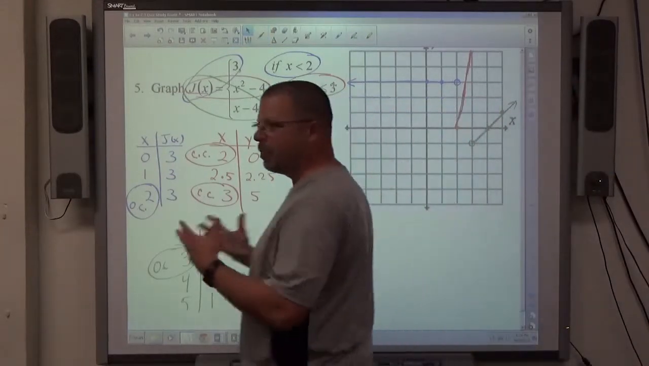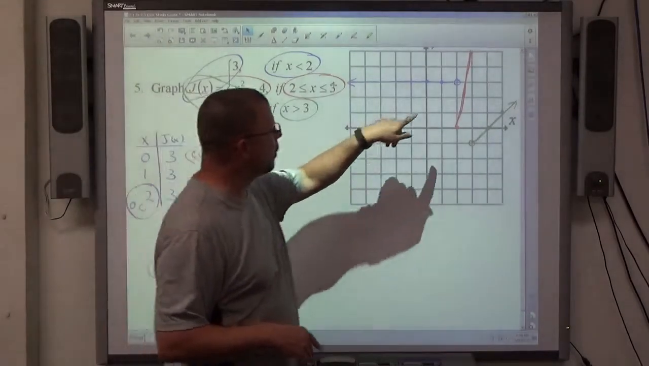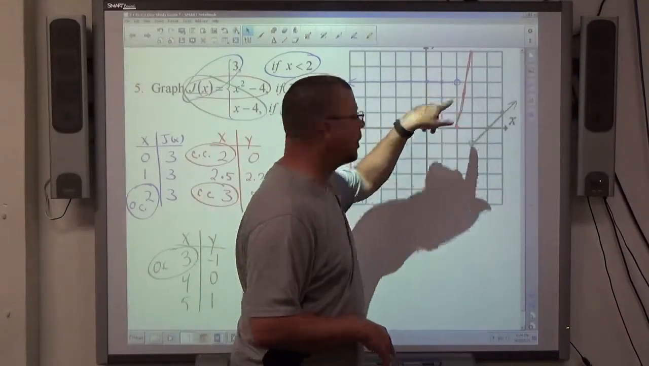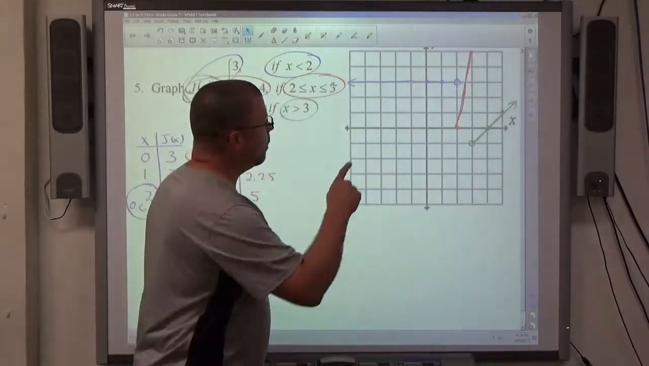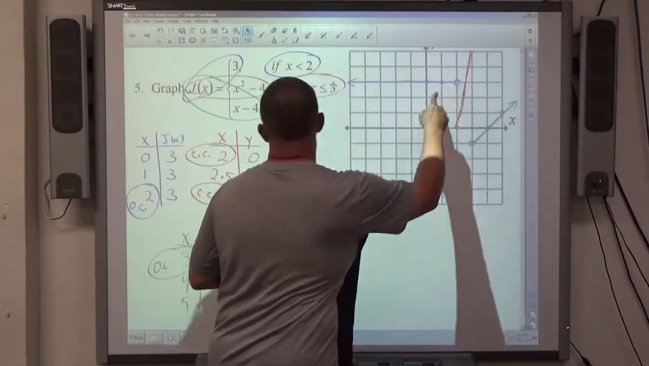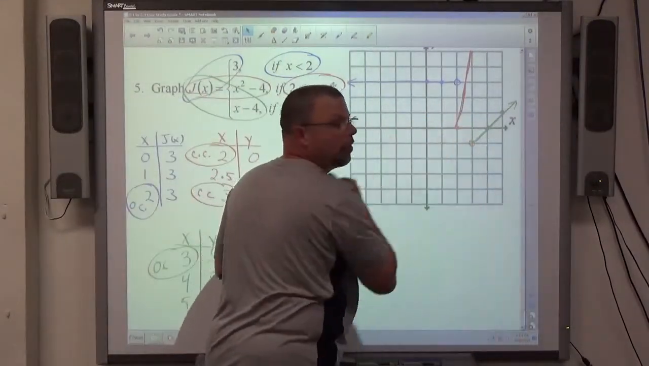So again, each piece has its purpose. Each piece is graphed. Notice the red graph has no arrows on it because I started at 2, I ended at 3. That's closed circles. The blue graph has no arrow here because I ended at 2 with an open circle. The green graph started here with an open circle.